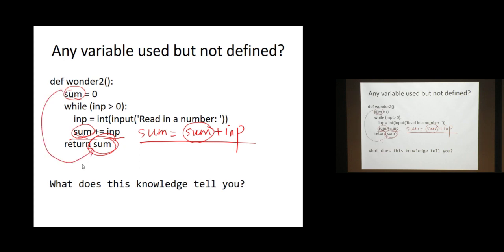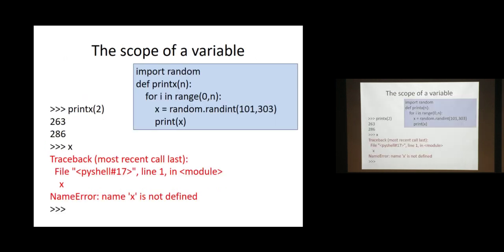Because when the input is not greater than 0, it doesn't go into the while loop. When the test is false, it doesn't go into the while loop, right? So it gets out, and then it returns sum. So sum will be 0. Make sense? Okay, so this is used. It's defined and it's used. Is there any other variable that is defined and not used?